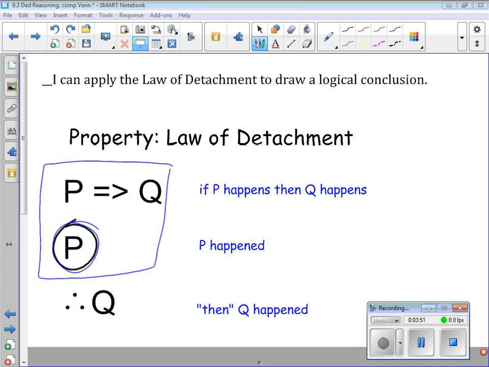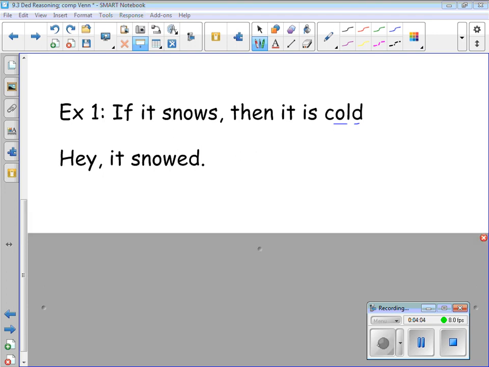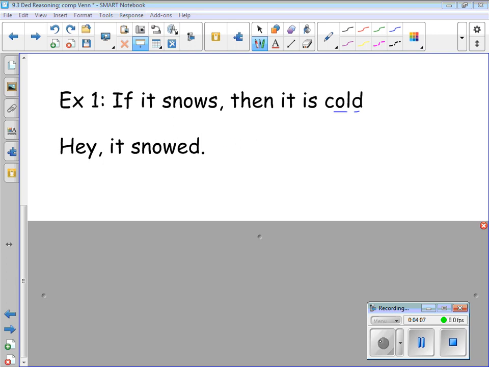Law of detachment. So here's a statement. Let's see if you can figure this out. If it snows, then it is cold. Hey, it snowed out. Using the law of detachment, see if you can come to a conclusion. Put me on pause and check your answer. So hopefully you wrote the three little dots stacked, saying basically the word then, that's the symbol for it. Then it is cold, okay? So this would be your conclusion: it is cold.